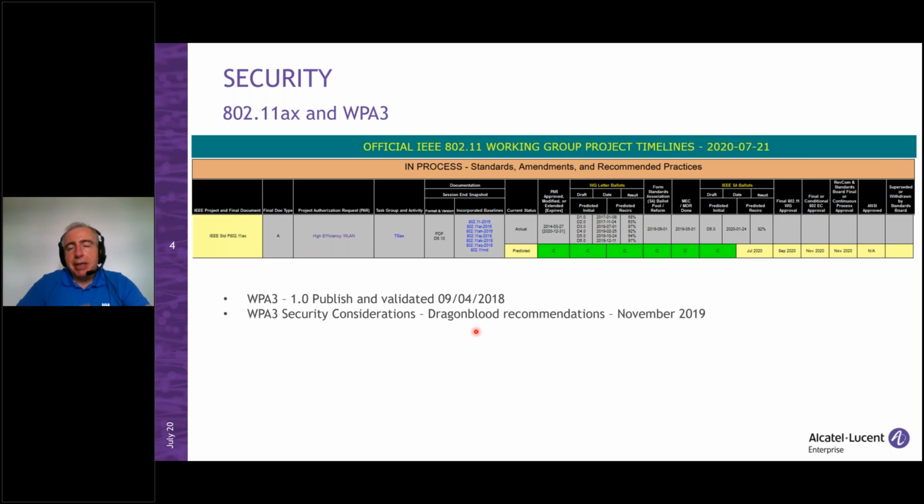The Dragonblood vulnerabilities were related basically to two main problems. Two of the vulnerabilities were related to the downgrade attack. We will see later that if we are trying to connect to the AP using WPA3, an attacker can do something to force your station to go down to WPA2 preshared key, and then start attacking you and capturing information, and later do a brute force attack or other kinds of attacks.